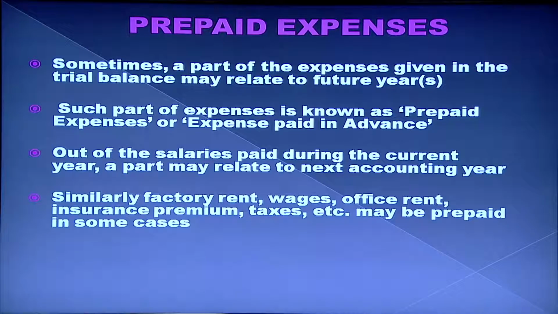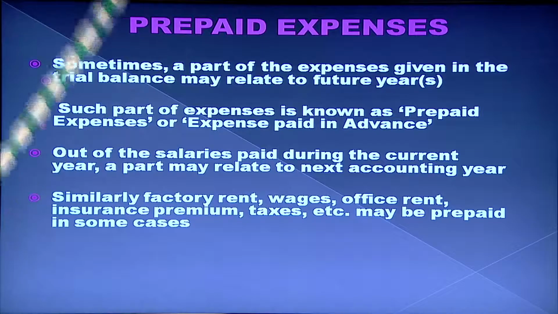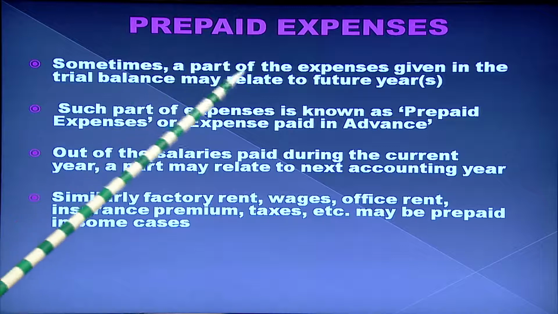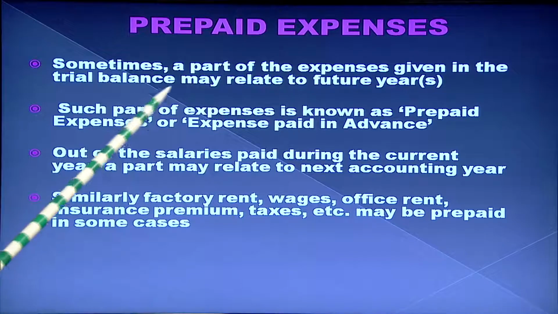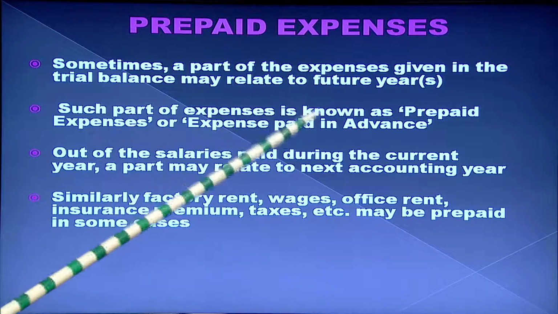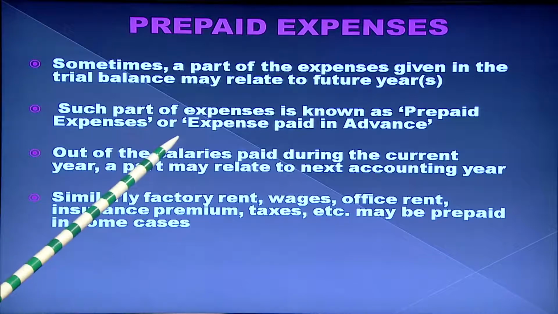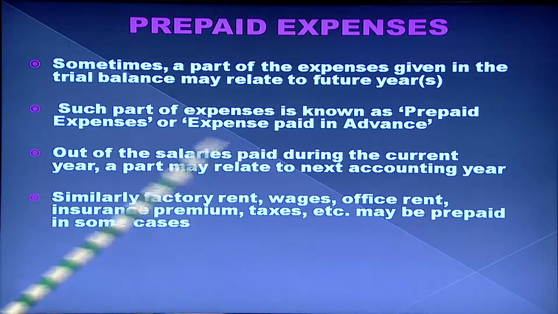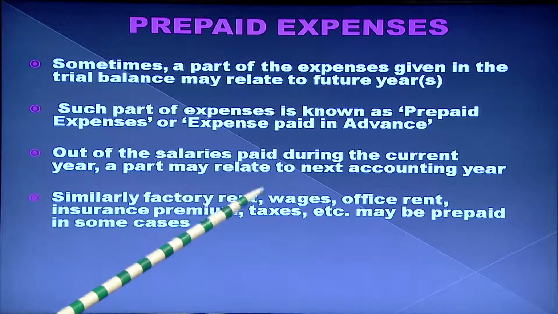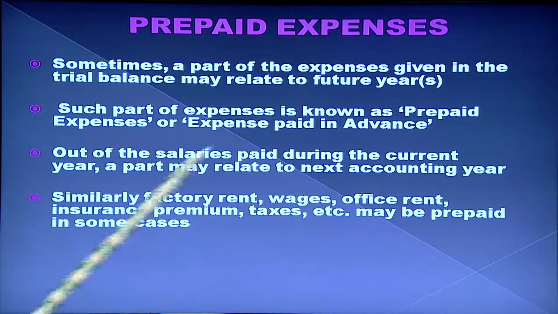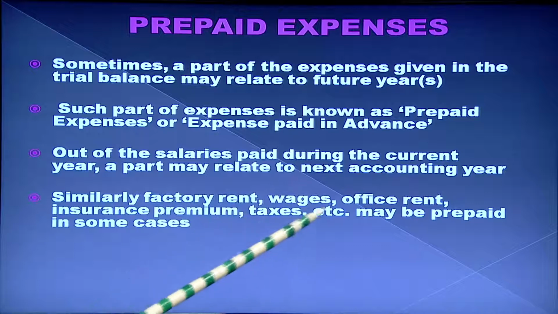Next adjustment is prepaid expenses. This is the opposite of outstanding expenses. Sometimes a part of the expenses given in the trial balance may relate to future years. Such part of expenses is known as prepaid expenses or expenses paid in advance. Out of the salaries paid during the current year, a part may relate to next accounting year. Similarly, factory rent, wages, office rent, insurance premium, taxes, etc. may be prepaid in some cases.